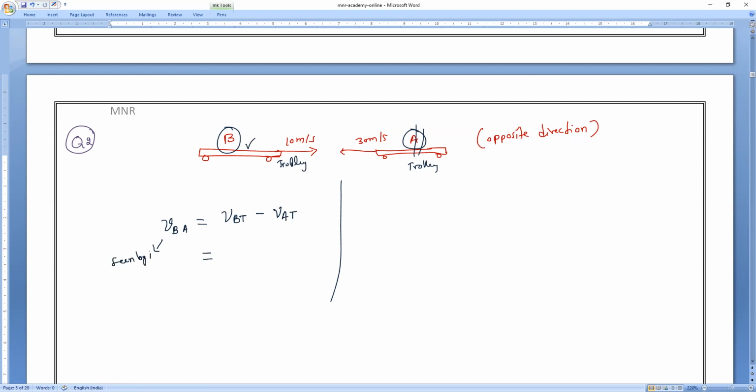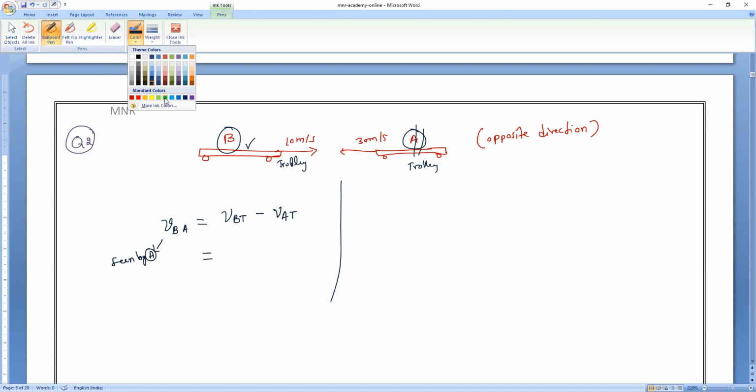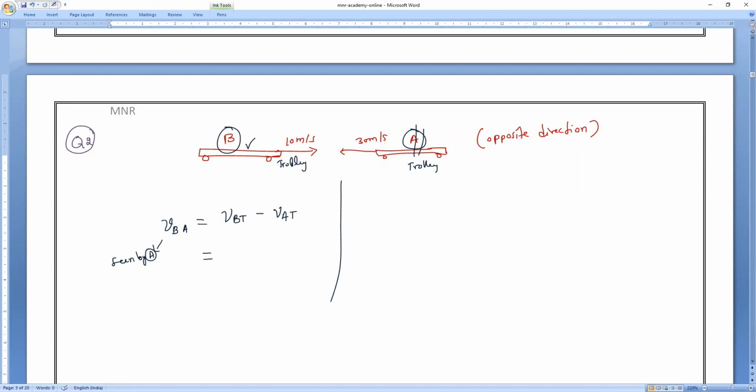So who is our observer? Seen by A means who is our observer? A or B? A is our observer and B is the relative velocity we are finding. So how much will it come? 10 minus, and opposite. If I take this as plus, forward direction, backward direction is minus. So minus of minus 30. So B appears to be coming at how many meters per second? 40 meters per second towards A.